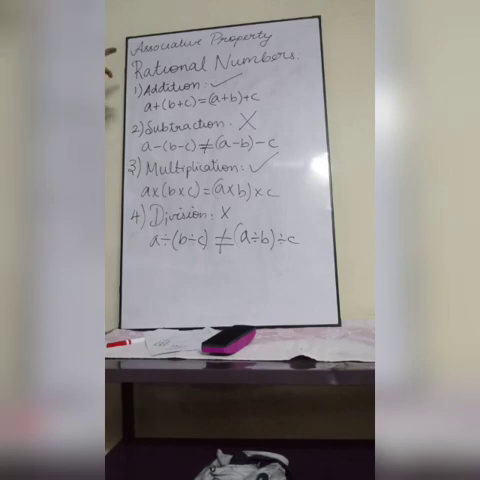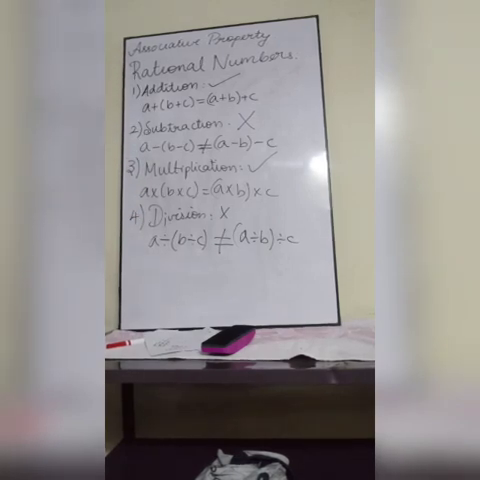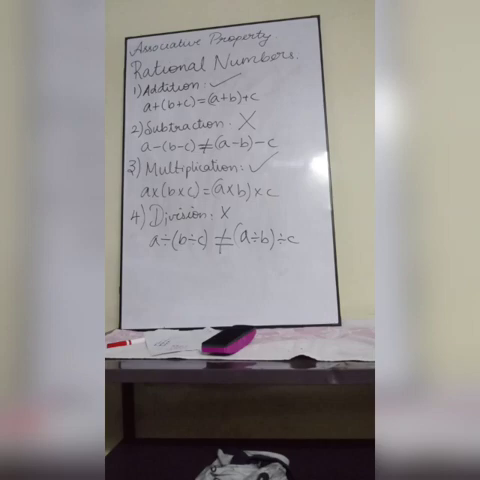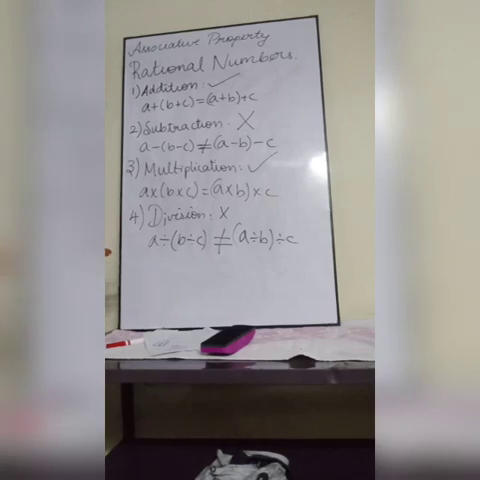So you should be very clear about the rational numbers properties because this chapter is fully about the rational numbers. So in addition associative property is satisfied. In subtraction it is not satisfied. In multiplication it is satisfied. Division it is not satisfied. Are you all clear about these properties?